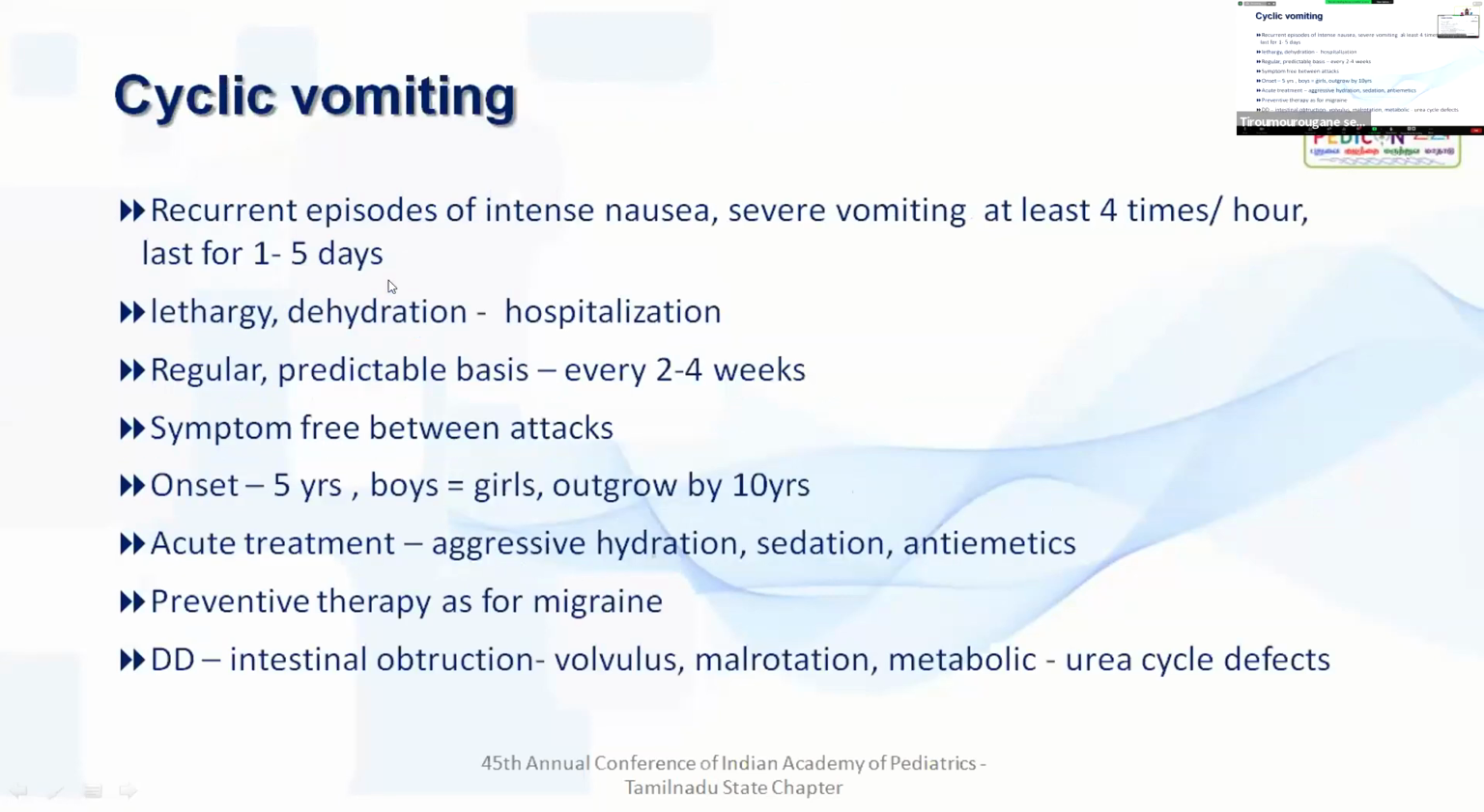Cyclical vomiting is recurrent episodes of intense nausea and severe vomiting at least 4 times per hour, lasting 1 to 5 days, requiring hospitalization and IV fluids. These episodes occur on a predictable basis, once every 2 to 4 weeks, with the child symptom-free between attacks. This is cyclical vomiting, and if the symptoms are recurrent, then one can use preventive therapy as for migraine. Always we have to rule out differential diagnoses such as intestinal obstruction. Again, metabolic causes such as urea cycle defects one has to rule out.